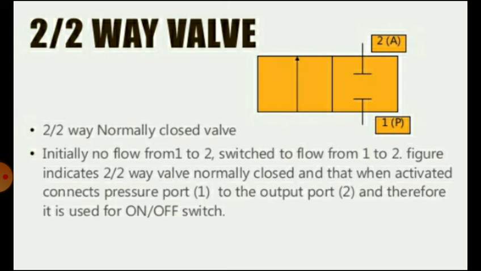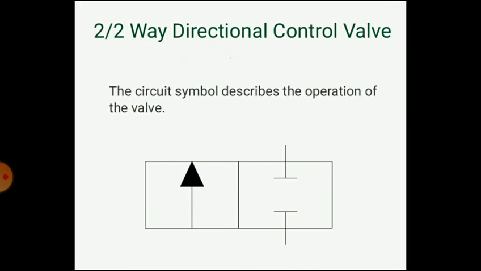In the first block you can see the direction and the arrow. That is the flow of the air from pressure port 1 to pressure port 2 when it is activated. So again, for the same valve, the circuit symbol describes the operation of the 2 by 2 valve.